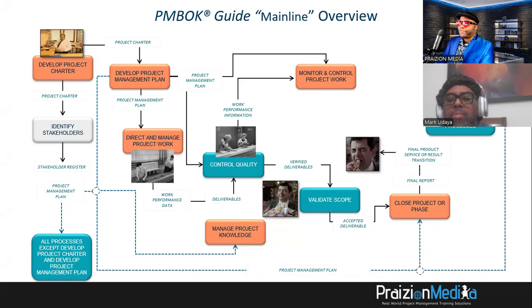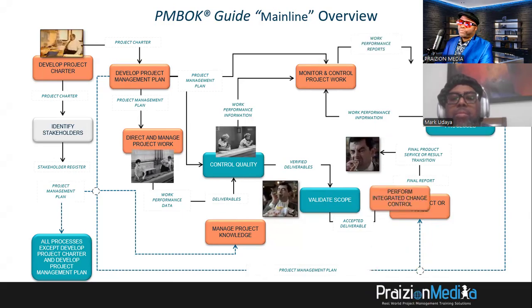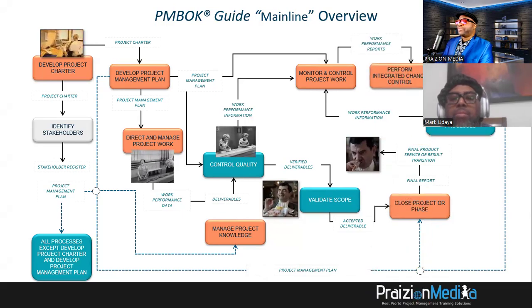But don't forget, there's a final report that we could write. And also remember that all of those monitoring and controlling processes, they give you work performance information, and that is used in monitor and control project work to create work performance reports. Those work performance reports, they're used when the change control board is deciding on change requests. So there's a lot of intentional feedback looping.